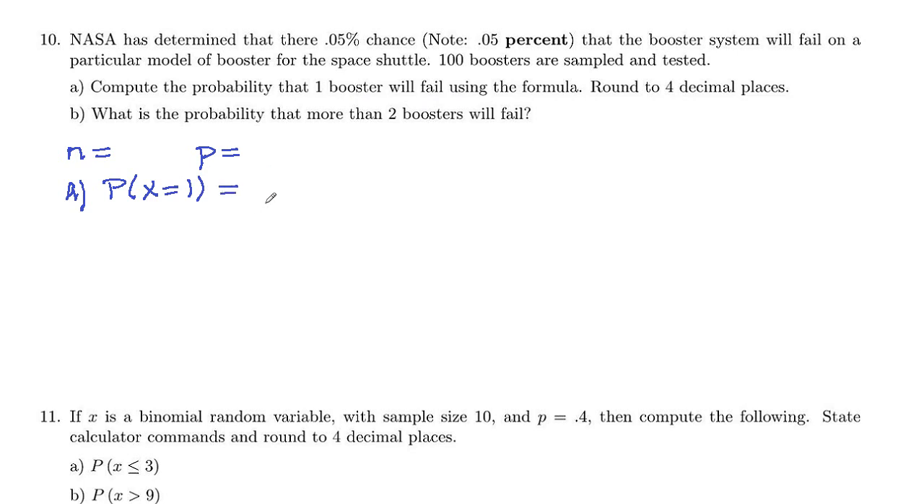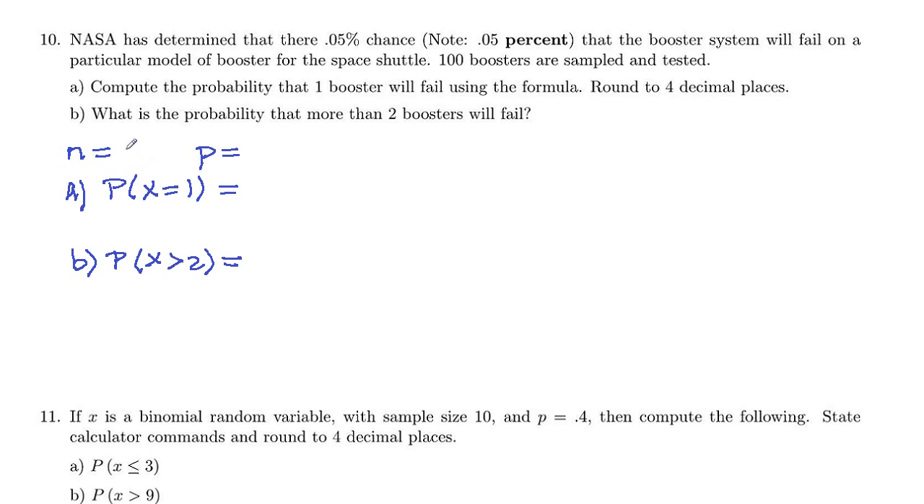And if we use the formula, then we'll check it with the calculator here. And then in part B, what is the probability that more than 2 will fail? So this is the probability that X is strictly greater than 2, where X is the number of boosters that fail.